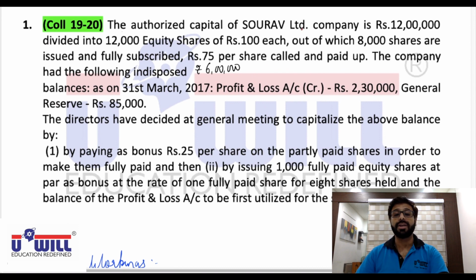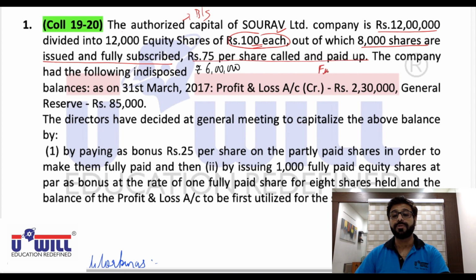The authorized capital of Saurav Limited Company is rupees 12 lakhs. Okay, authorized capital only in balance sheet. Divided into 12,000 equity shares of 100 each. Mind well, the face value is 100 now. Out of which 8,000 shares are issued and fully subscribed. So issued are 8,000. 75 per share is called up and paid up.